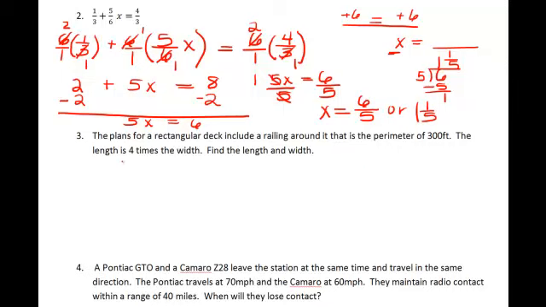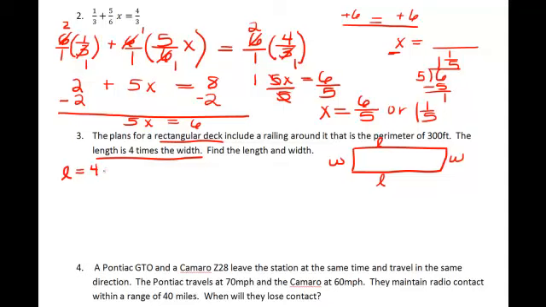Okay, so now this next problem is a word problem. And it talks about a rectangular deck, including a railing around it, that has a perimeter of 300 feet. So let's draw that. And then we have, let's say that this is the length and then this is the width. And this is also the length and also the width. And we have that the length is 4 times the width. So let's put L for length, and it equals 4 times W.